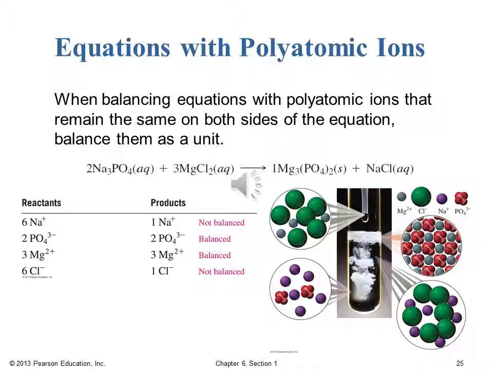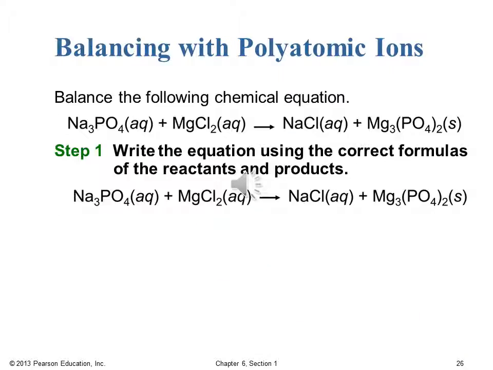So we look and we see, again, they're not balanced initially, but when we take some time to address this, we'll see that we can easily balance an equation like this if we're careful to keep the polyatomics together. So far we've got our polyatomic phosphate balanced and our magnesium balanced, but we don't have our sodium or chloride ions balanced.